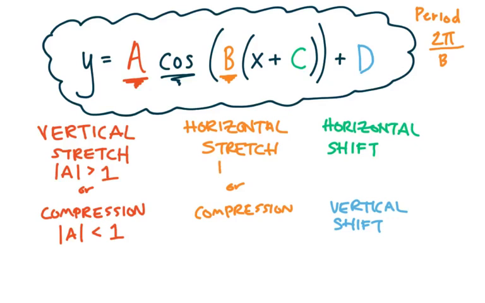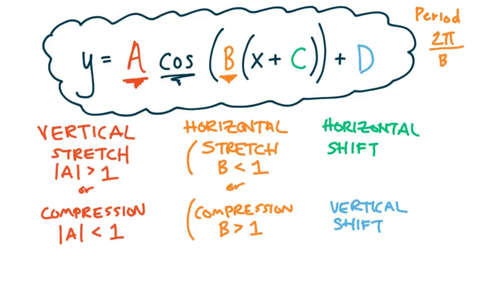And if the b value is less than 1, that would cause a stretch. And if the b value is greater than 1, that would cause a compression. Notice that's opposite of what happened with the vertical stretching. So I like to think about it as if I'm driving slower, it will take me longer to get there. That's what's happening with the stretch. And then if I'm driving faster, it will take me less time to get there. So that's the compression.